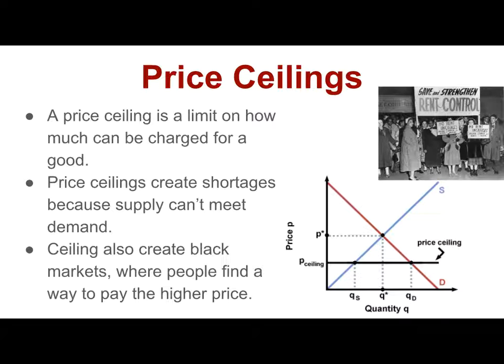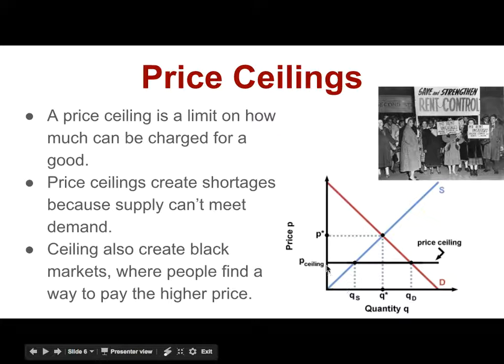One, we have price ceilings. A price ceiling is a limit on how much can be charged for a good. It's the government saying you are not allowed to charge more than X amount for this good. Now, what price ceilings do is they create shortages because supply can't meet demand. When you create a price that is artificially low, whenever we have a low price, we have high demand. But whenever we have a low price, we have low supply. So we don't have supply and demand meeting each other.